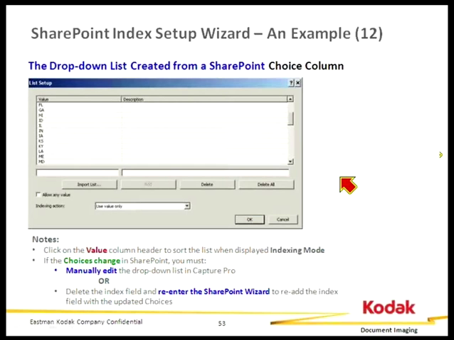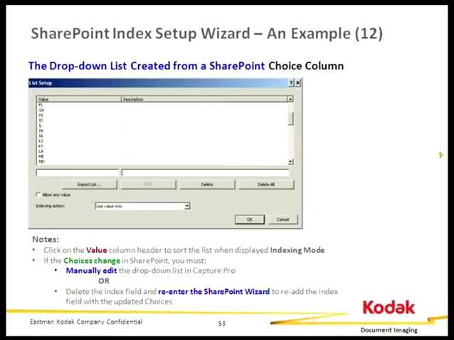Well, I can't go through the wizard and just re-import that choice column because the index field is already created in Capture Pro. So my choices are, I can either manually edit the drop-down list like I do today when I create a drop-down list, add Alberta and click add, or I can delete the index field in Capture Pro and then go back into the SharePoint wizard. Because the field isn't created, I don't have a mapping anymore, it'll automatically add that field again, bring in all of those new choices, and I have my index field fully updated and in sync with my column in SharePoint.